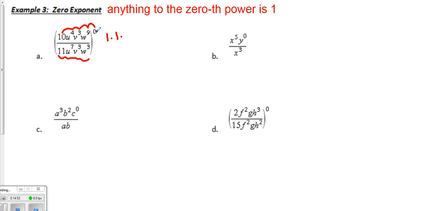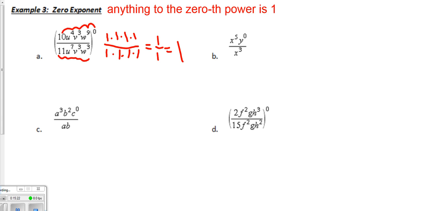V to the 3rd to the 0, 3 times 0 is 0. V to the 0 is 1. And w to the 9th to the 0, 9 times 0 is 0, w to the 0 is 1. If we continue this pattern, you'll notice it's just 1 times 1 times 1 times 1. All of this over all of this would, in the end, equal 1 over 1, which equals 1.